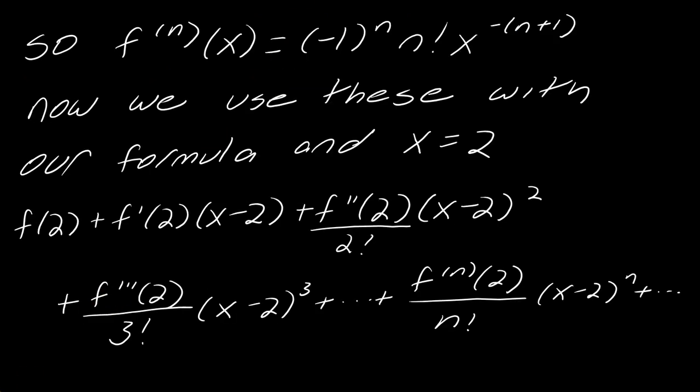So just to make it clear, doing this with x equals 2, I'm going to take f of 2, f prime of 2 times x minus 2, f double prime of 2 over 2 factorial times x minus 2 squared, f triple prime of 2 over 3 factorial times x minus 2 to the 3rd, and I can continue this pattern on all the way out to the nth derivative as we have set up.